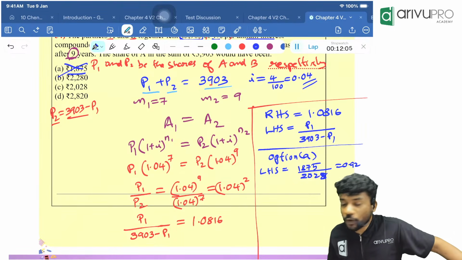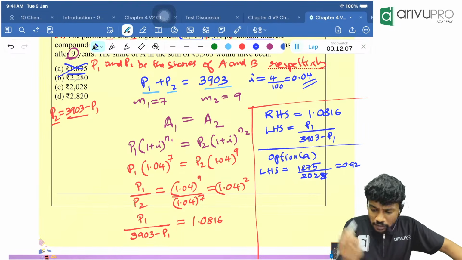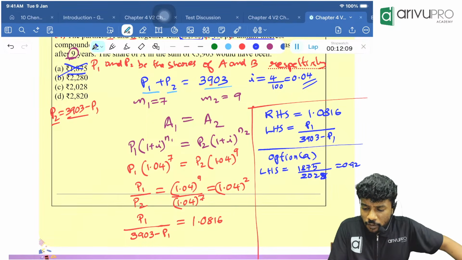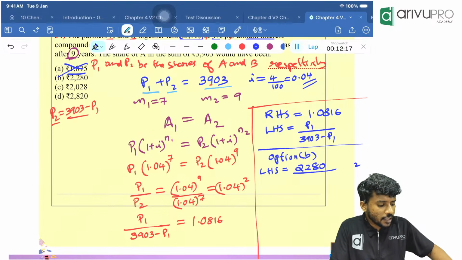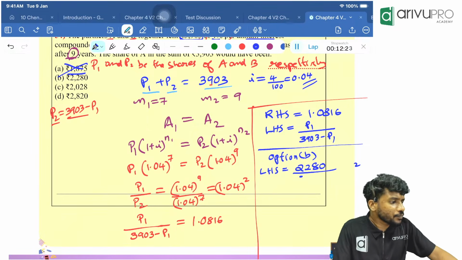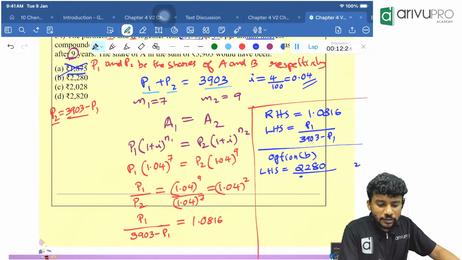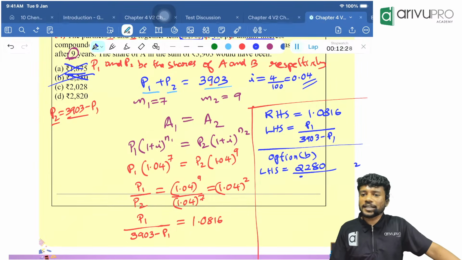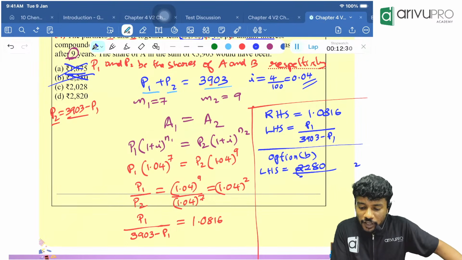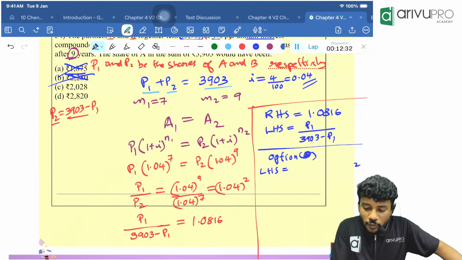Then which option you want to try, people? B. Try option B. When you try option B, what are you getting? That is 2280 divided by 3903 minus 2280. Is that equal to this much? Is it correct? No, that is also not correct. Then we are going for the third option. That is what? Option C you are going to option hit.